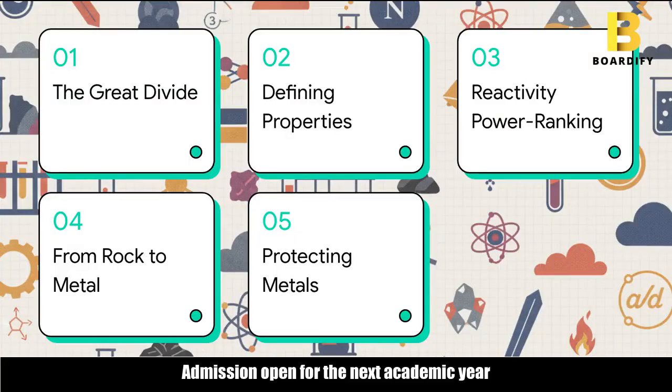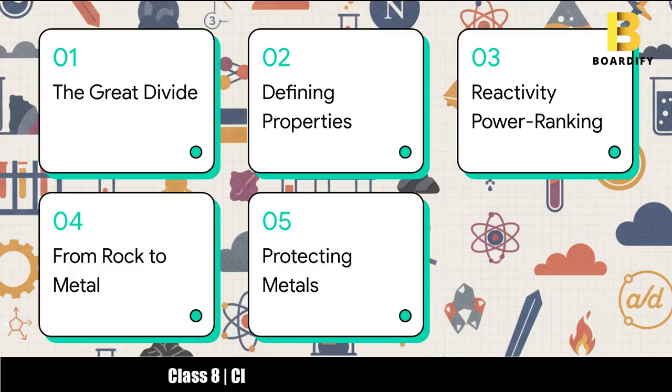So here's our game plan. We'll kick things off with the big split between elements, then we'll get into what makes them different, followed by a power ranking to see who's strongest. After that, we'll look at how we get them out of the ground, and finally, how we keep them from falling apart. It's the whole journey, from pure science to the real world.